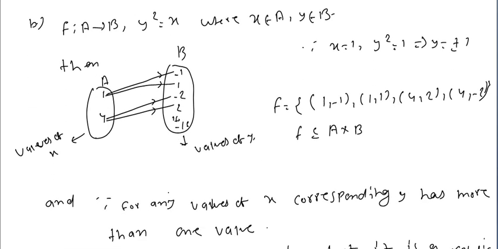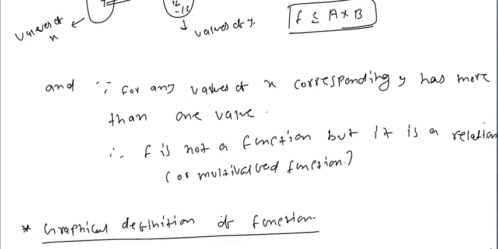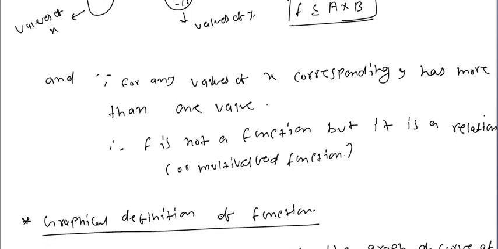Just recapitulate the previous video. What is the condition for a function? Here we have a subset f = {(1, -1), (1, 1), (4, 2), (4, -2)}, that is, f is a subset of A cross B, and for any value of x, the corresponding y has more than one value. Thus, we can say it is not a function. It is a relation, that is, a multi-valued function. Why multi-valued? Because after putting only one value of x, we are getting more than one value. So it is a multi-valued function, not a single-valued function. See, the term single-valued function means only one output. That is a function. Clear?